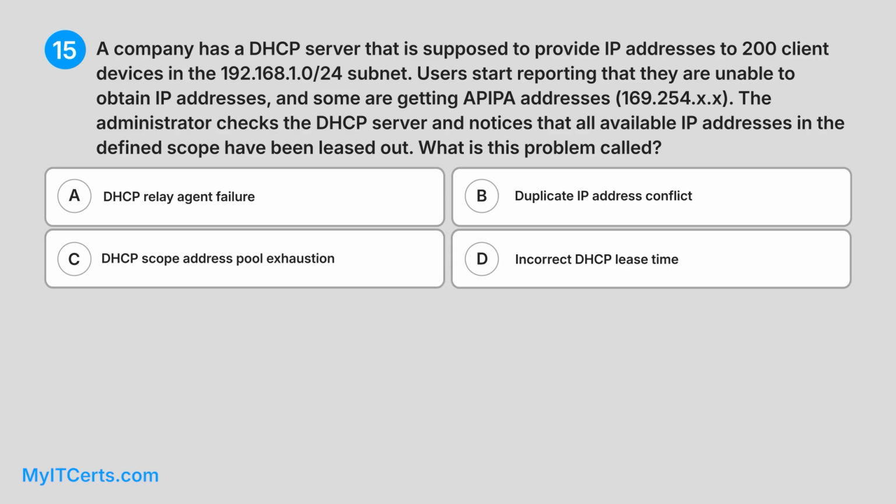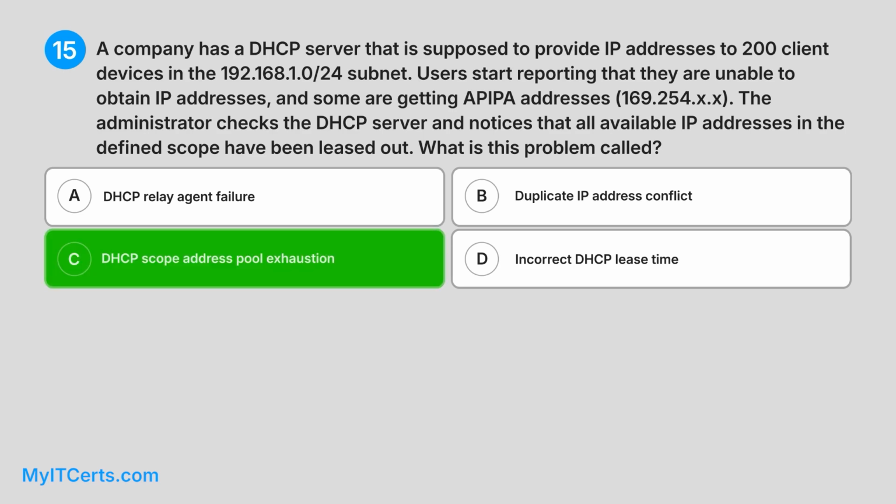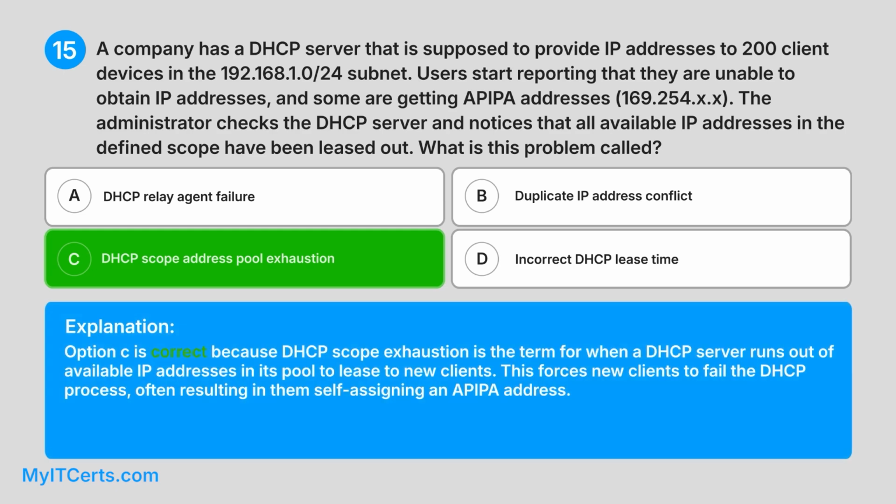Correct answer: C. DHCP scope address pool exhaustion. Explanation: Option C is correct because DHCP scope exhaustion is the term for when a DHCP server runs out of available IP addresses in its pool to lease to new clients. This forces new clients to fail the DHCP process, often resulting in them self-assigning an APIPA address.